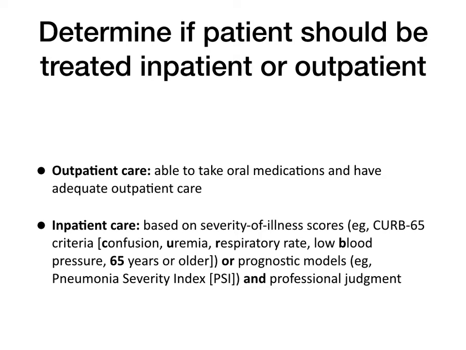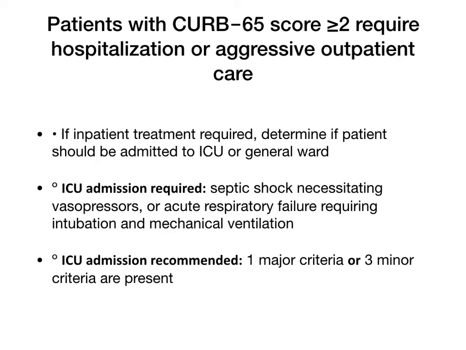CURB-65 includes confusion, uremia, respiratory rate, low blood pressure, and age of 65 years or older. So those who have a CURB-65 score of 2 or more need hospitalization or aggressive outpatient care.